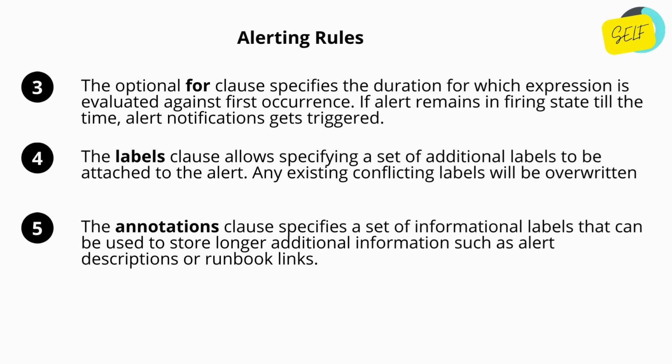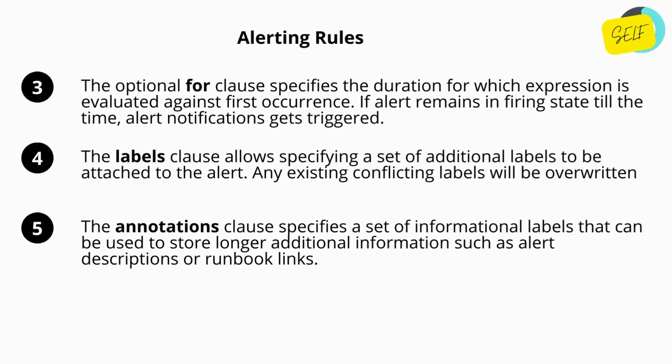Now the next thing is the optional for clause. This basically specifies the duration for which the expression is evaluated against the first occurrence, and if the alert remains in firing state until then, the alert notification gets triggered. And this we already discussed. The labels we have already discussed. This clause allows specifying a set of additional labels to be attached to the alert, and any existing conflicting labels will be overridden.